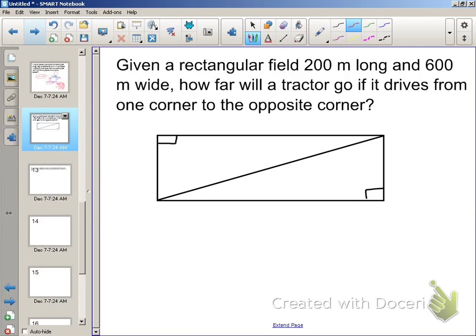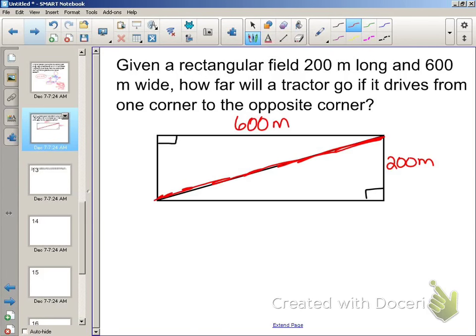Given a rectangular field 200 meters long and 600 meters wide, how far will a tractor go if it drives from one corner to the opposite corner? And this one kind of came with a picture that was not labeled. So let's label what we've got. So we've got this rectangular field 200 meters long and 600 meters wide. How far will a tractor go if it drives from one corner to the opposite corner? So that's here to here.